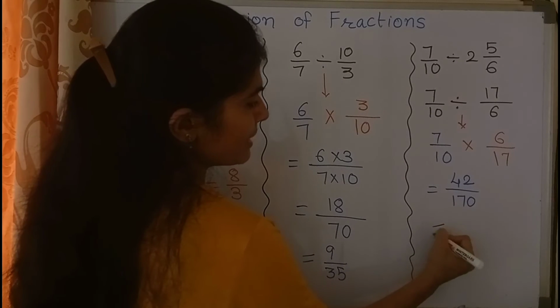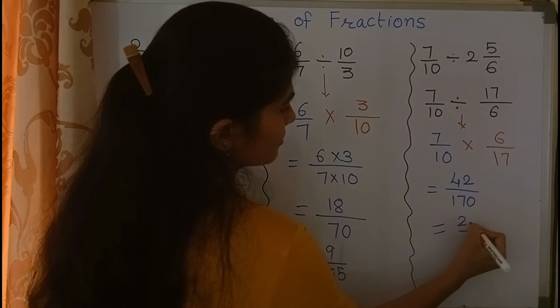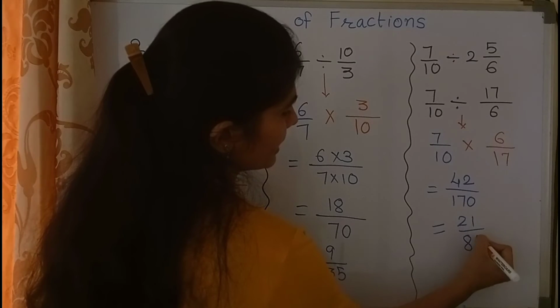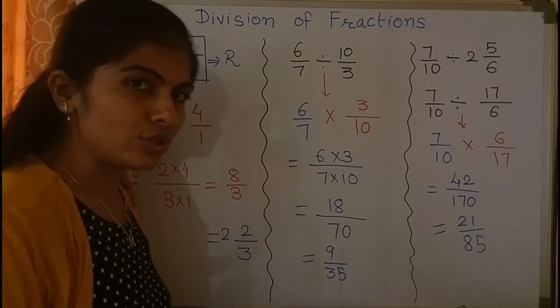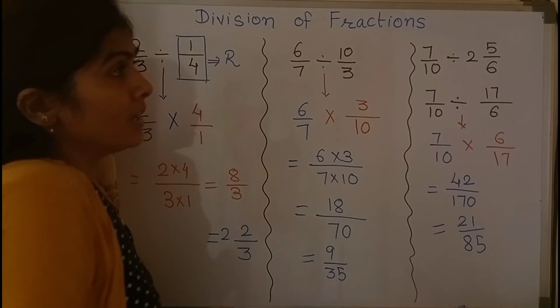17, both are divisible by 2. So if I do so, this will become 21 and this will become 85. Again, my numerator is less than denominator, so I should not change anything.